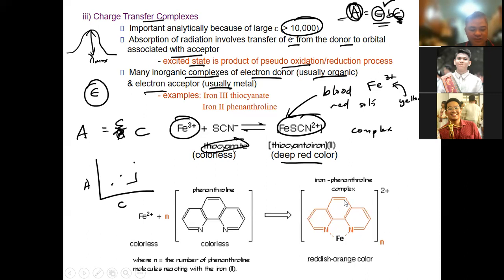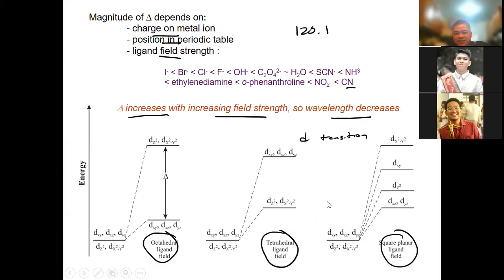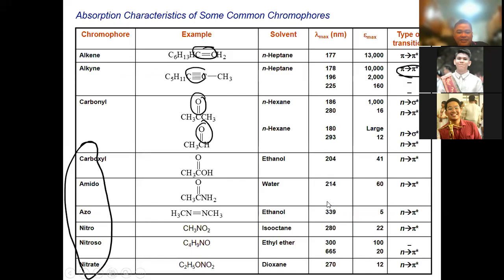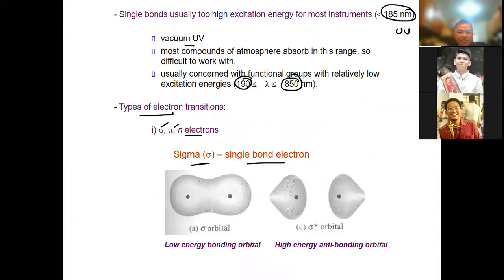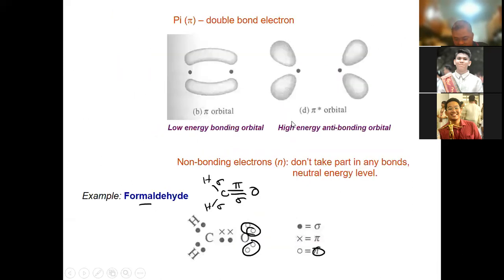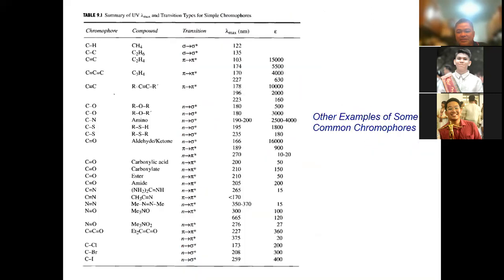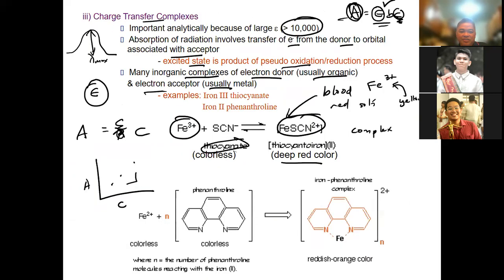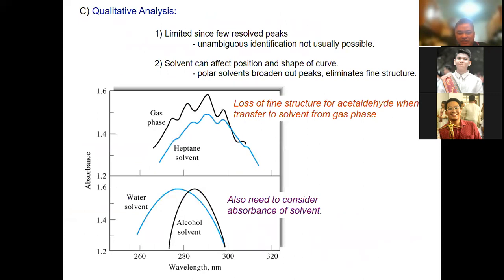Okay? So, that's another application that we have, by looking at the transition, the absorption that occurs with the bonding electrons. And it's applicable for both organic and inorganic species. Now, the next application that we have is the qualitative method.